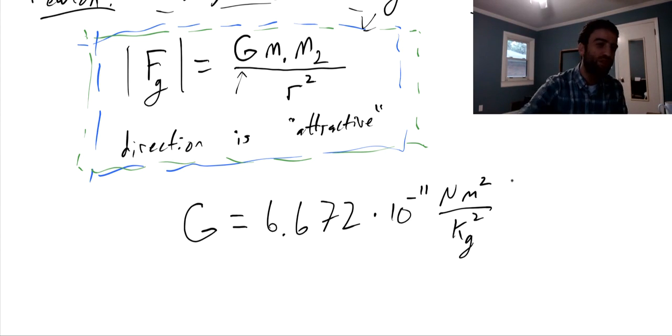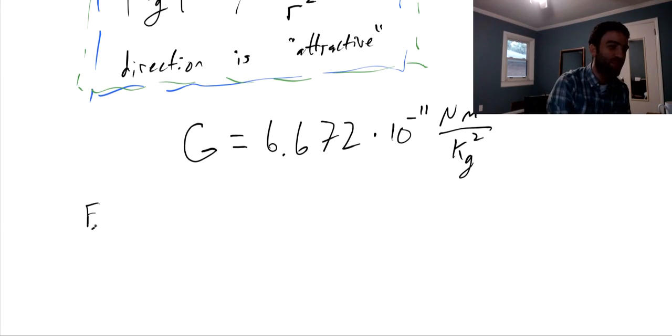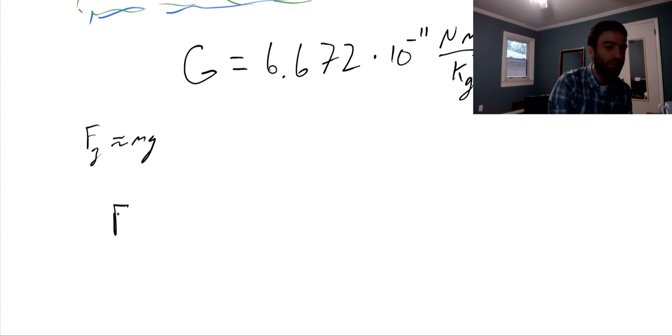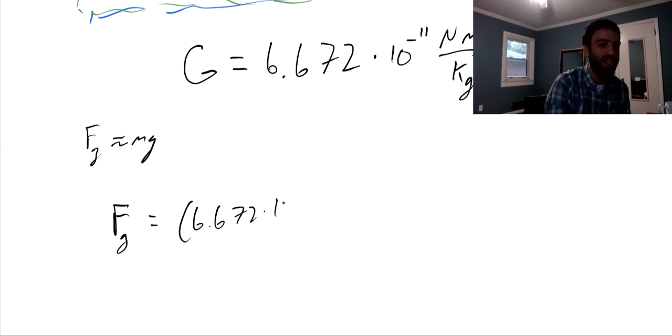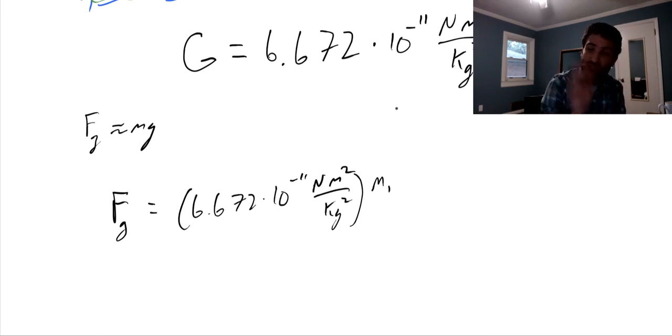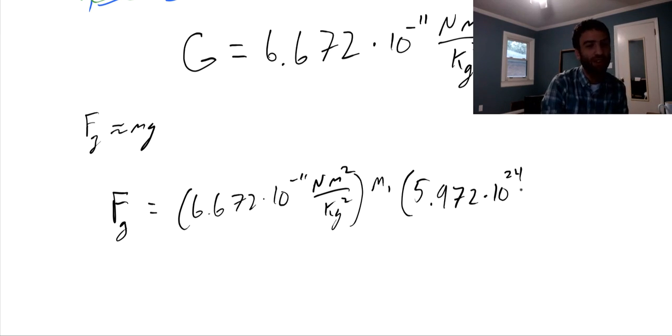Okay, so why do we just say force is approximately equal to mg? Let's plug in some numbers, right? So the force due to gravity: we've got this G, which is 6.672 times 10 to the minus 11 newtons meters squared per kilogram squared. We've got the mass of, say, the object near the surface of the Earth that we care about, which I'm just going to call m1, and for this calculation m2 is the mass of the Earth. You might wonder how much is the mass of the Earth. That's more or less 5.972 times 10 to the 24 kilograms.